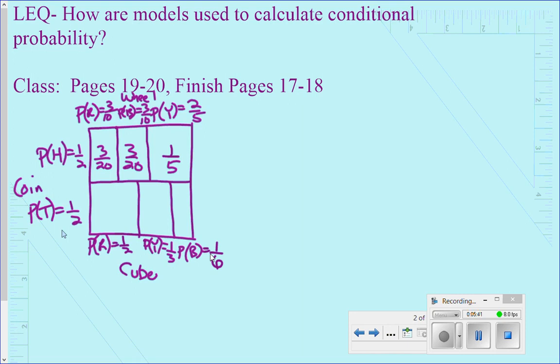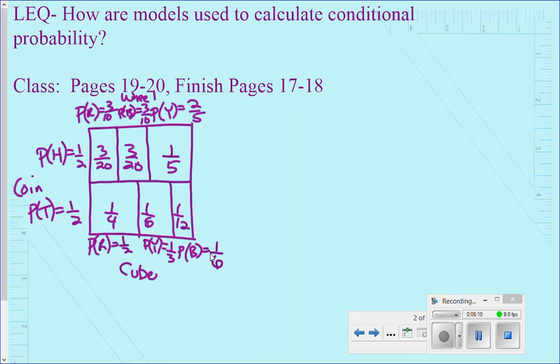So keep in mind these numbers don't necessarily always have to be the same. They're not always going to be half and half, but whatever the number is here times these three probabilities. So 1/4 and 1/6 and 1/12. Okay, so now we have our diagram, and then there are several questions on page 19 that go along with that diagram. So we'll just run through those now.